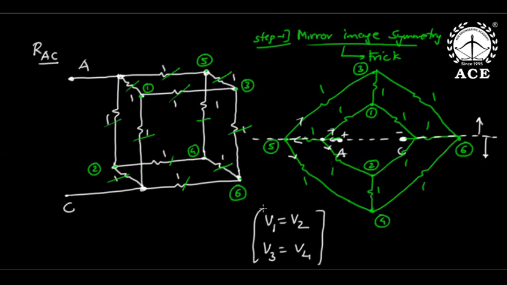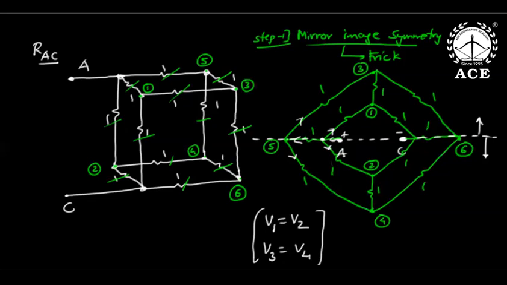However, V5 is not equal to V6. Please understand. With respect to the common axis, V1 equal to V2 and V3 equal to V4.